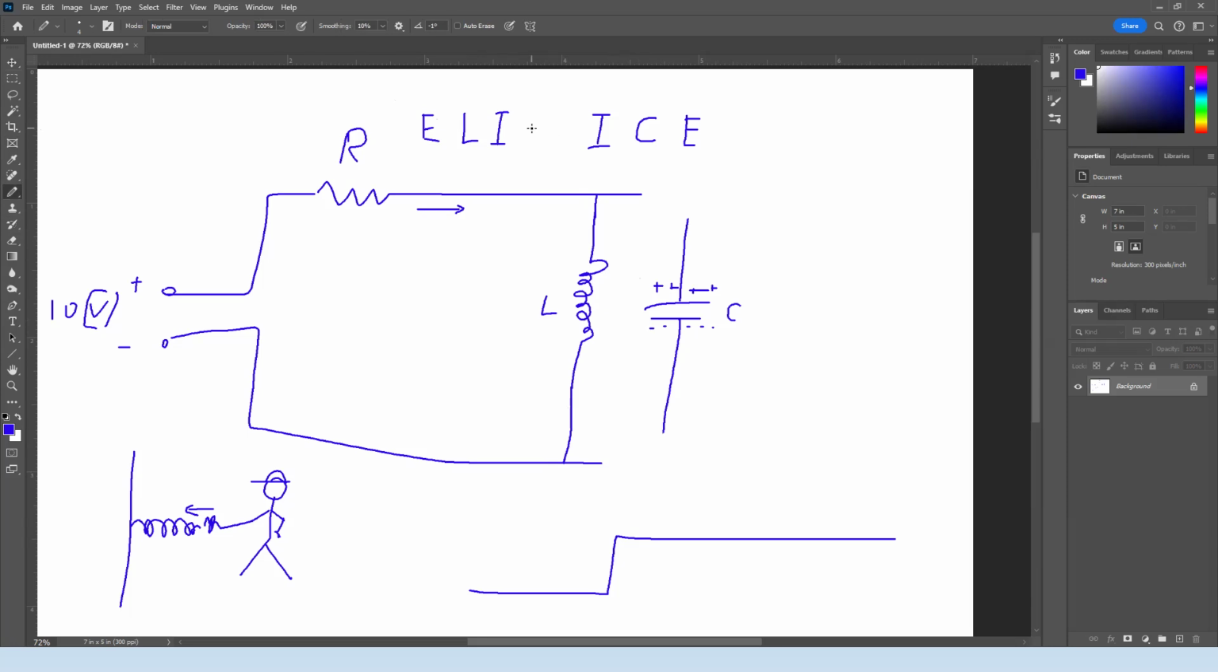Here's the acronym: ELI the ICE man. In capacitor, there's current first, then there's voltage. In inductor, in coil, there's voltage first, and then there's current. You might want to remember this acronym here if you want. That's the old famous acronym, ELI the ICE man. Okay?